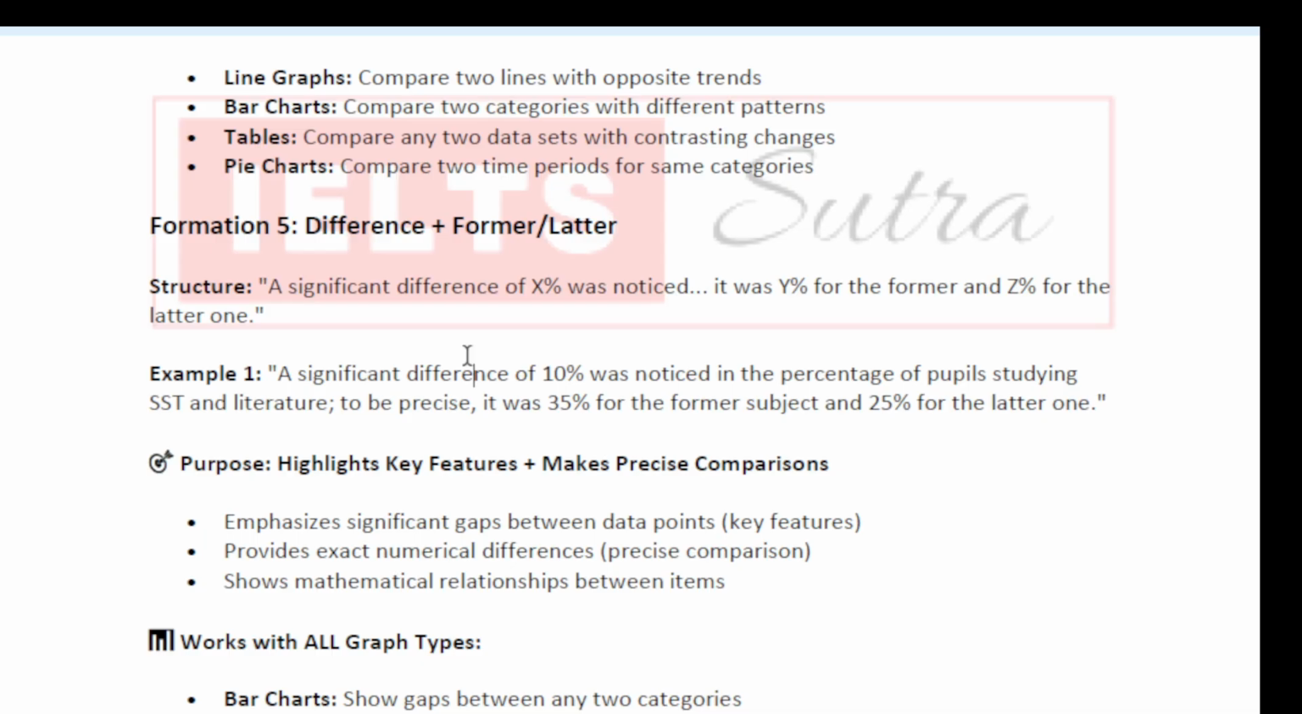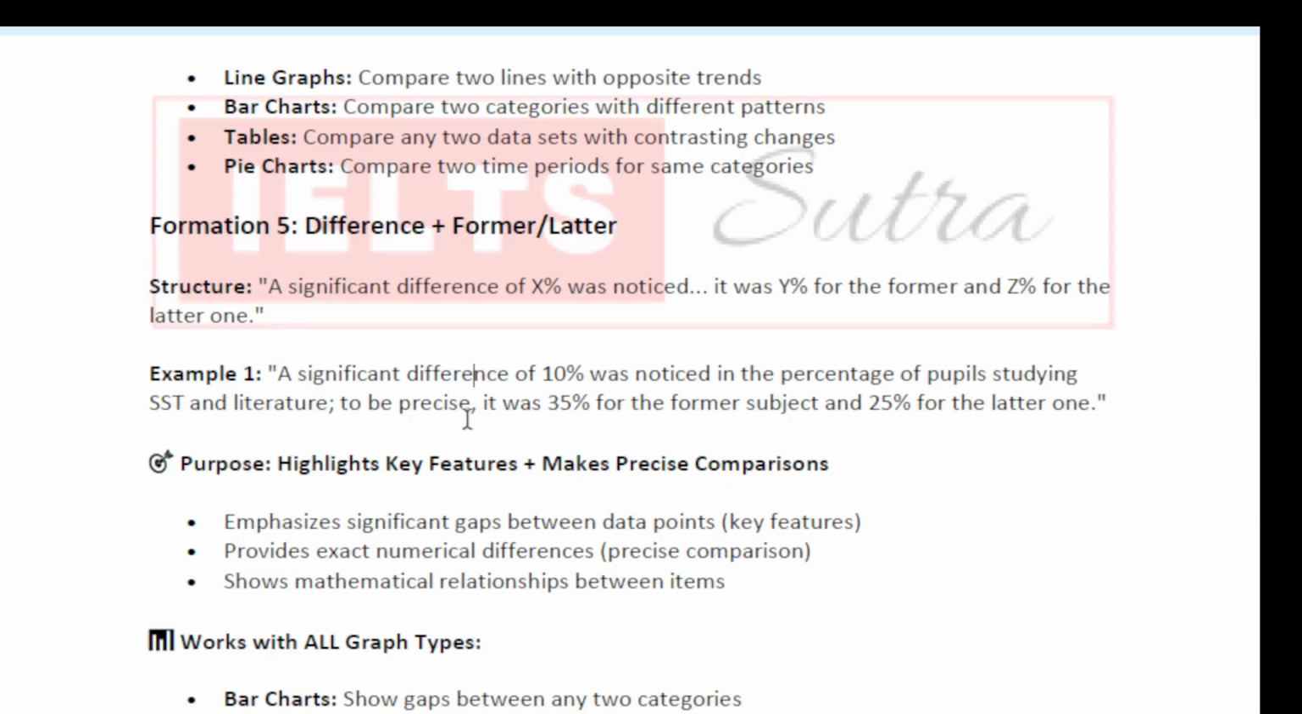Now, we are not writing the exact figures here, we are just mentioning that there was a difference of 10% in the percentage of students who were studying SST and in the percentage of students who were studying literature. But a 10% difference can be between 10 and 20, between 20 and 30, or 40 and 50 as well. So, what is the exact figure?